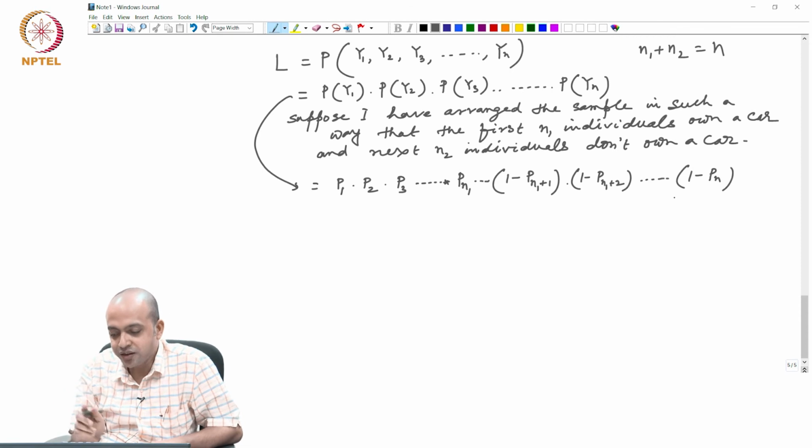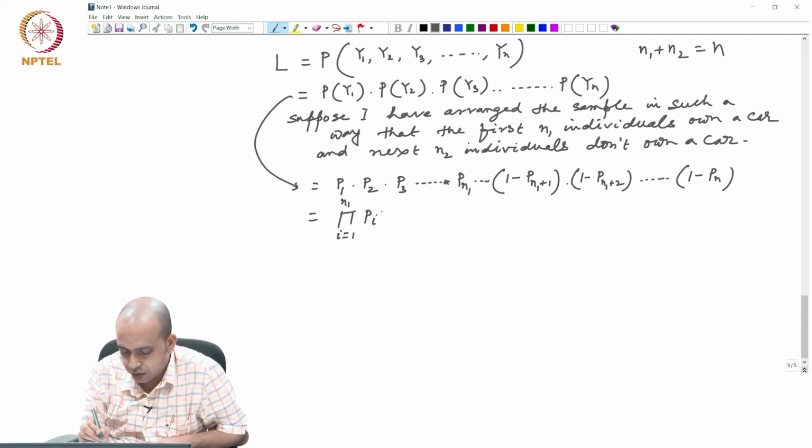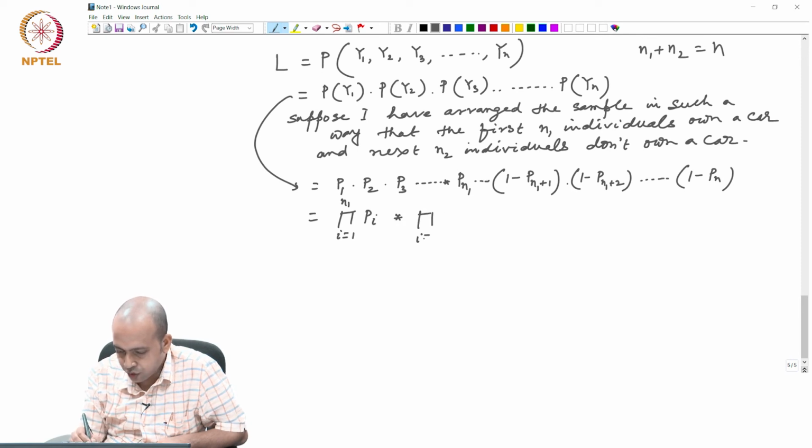Now, if you write this expression in a concise format, this is nothing but the product of i running from 1 to n1 of pi, and then this is multiplied by the product of i running from n1 plus 1 to n of 1 minus pi.